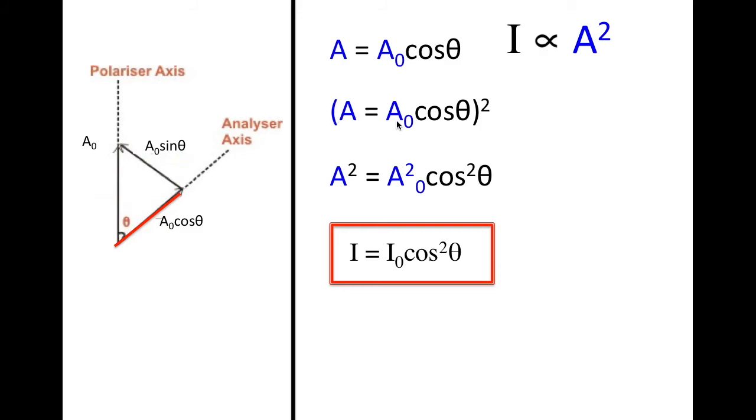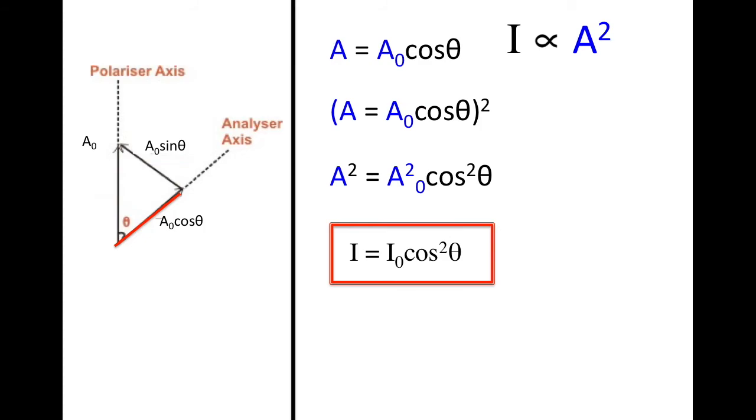So when you do that, all you have to do is square everything, and that's how you get A squared equaling A squared naught cosine squared theta. And then you just plug in I for both of the amplitudes, and you get the equation that is in our data booklet as I equaling I naught cosine squared theta.